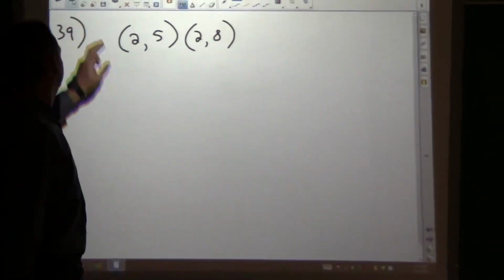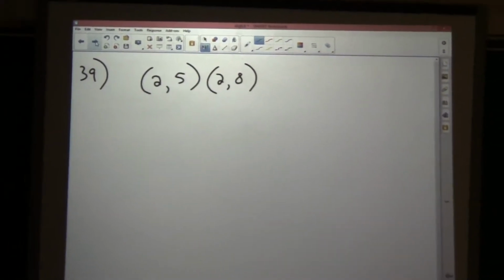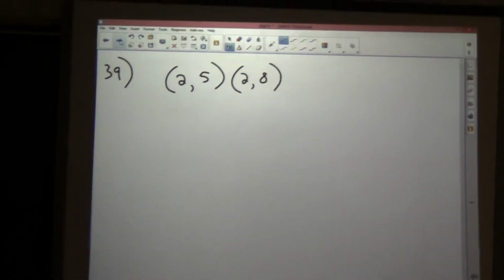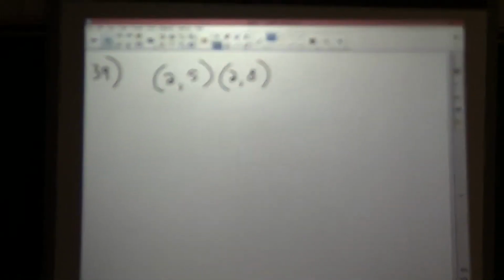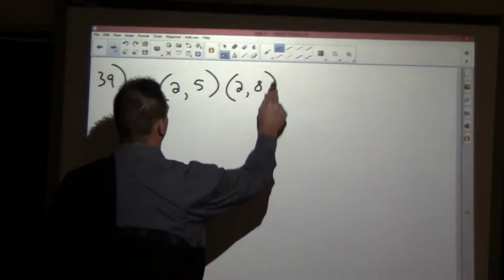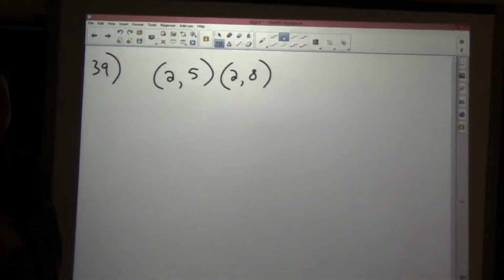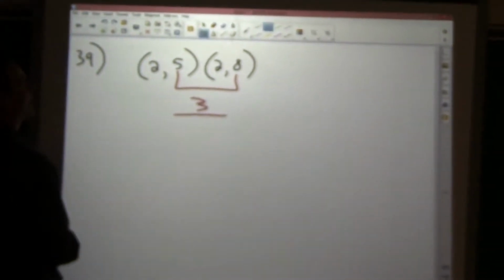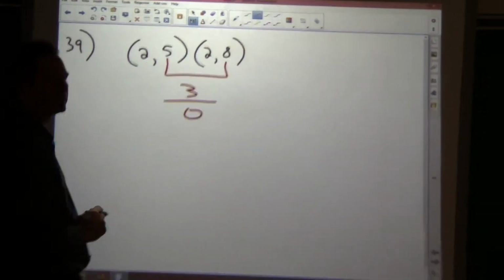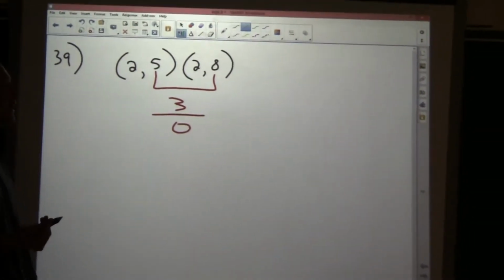Next one. 39. 39 says, can the equation of a line going through the points (2, 5) and (2, 8) be written in slope-intercept form? Why or why not? Well, the first thing, if it's going to be in slope-intercept form, I should be able to find a slope. Right? What's the change in y, everybody? 3. What's the change in x? 0. What's 3 divided by 0? Raise your hand. Undefined or no solution.